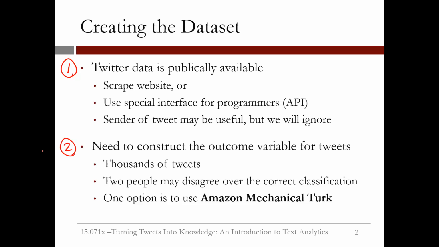Then, we need to construct the outcome variable for these tweets, which means that we have to label them as positive, negative, or neutral sentiment. We would like to label thousands of tweets, and we know that two people might disagree over the correct classification of a tweet. So to do this efficiently, one option is to use the Amazon Mechanical Turk.